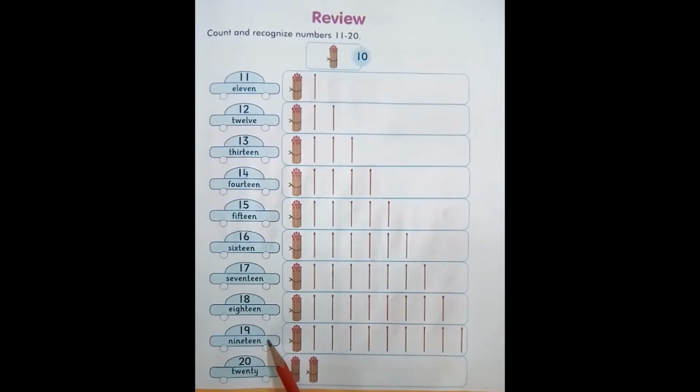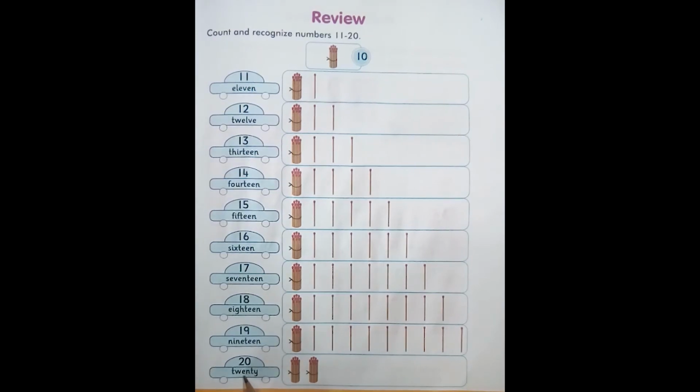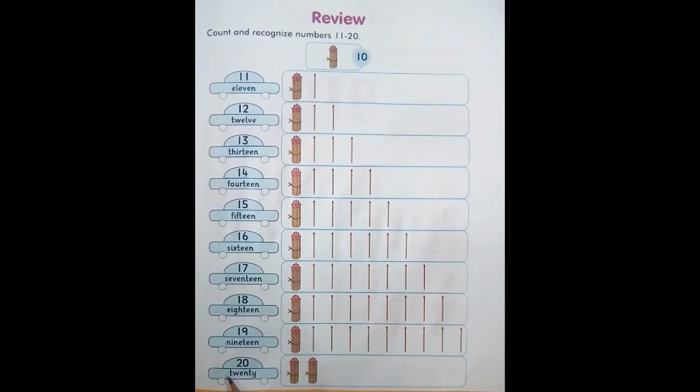N-I-N-E-T-E-E-N, 19. It is two bundles of 10. So this is 20. T-W-E-N-T-Y, 20. I hope you understood this lesson.